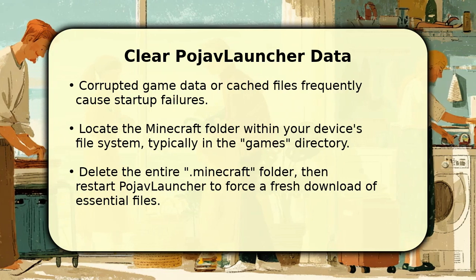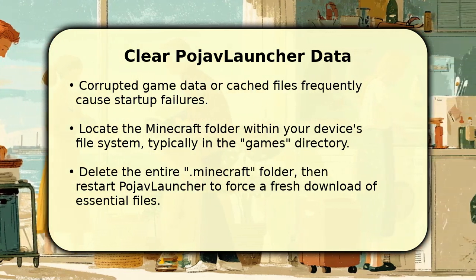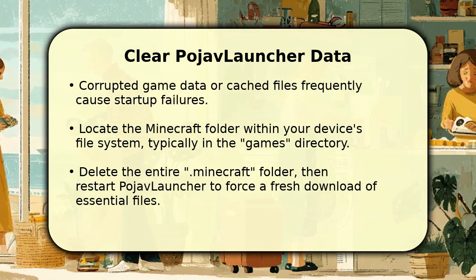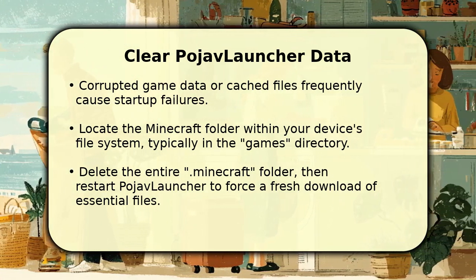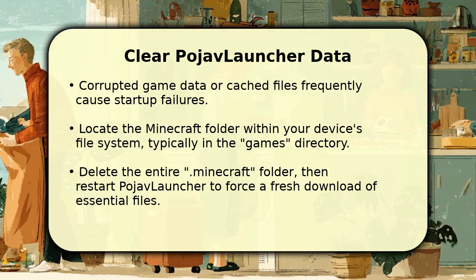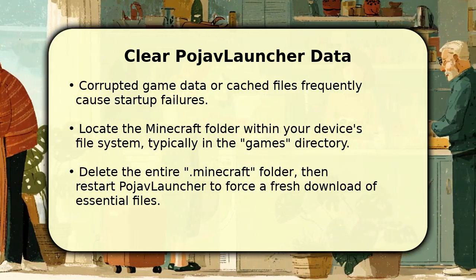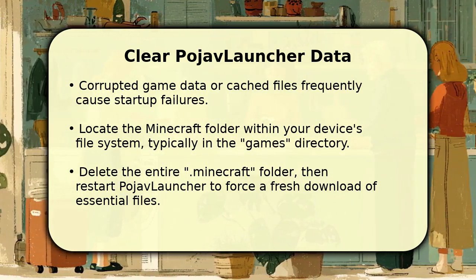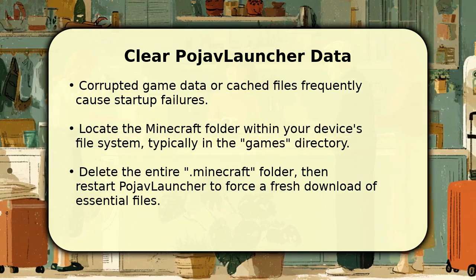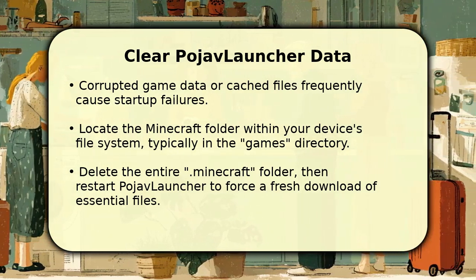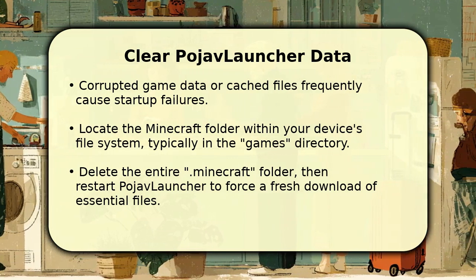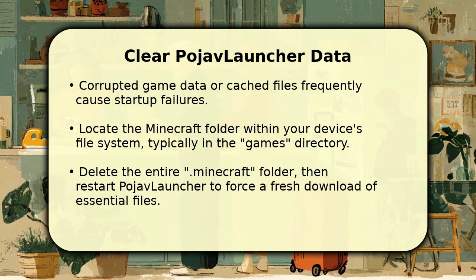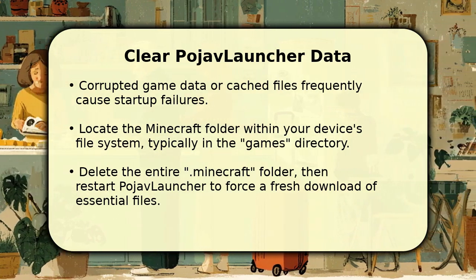Sometimes, corrupted game data is the problem. You need to clear Pojavlauncher's cache and game files. Locate your Minecraft folder, usually found within the game's directory on your device. Completely delete this folder. This action forces Pojavlauncher to download a fresh set of game files upon its next launch, often resolving issues caused by corrupted installations or outdated data. Remember to back up any important worlds or resource packs before deleting the folder, as they will be lost otherwise.